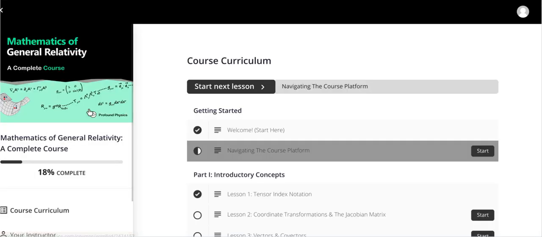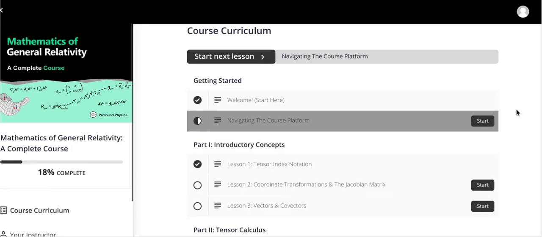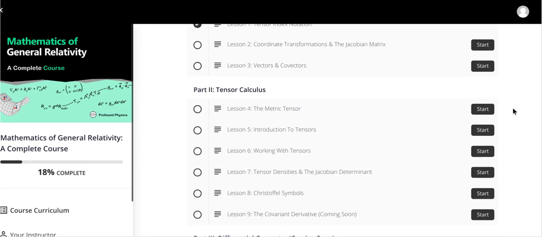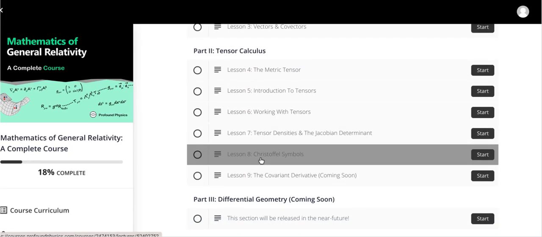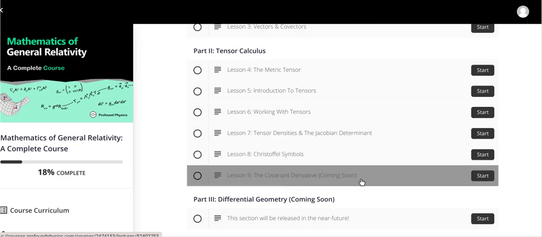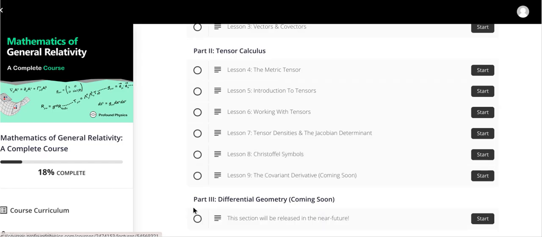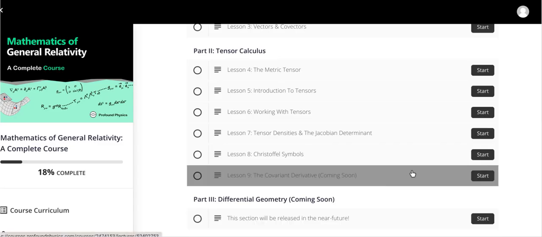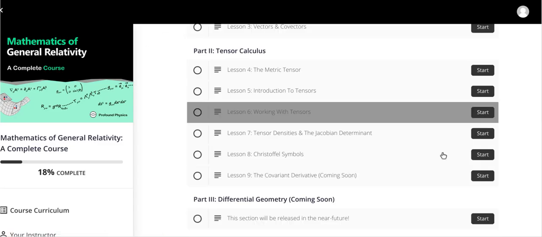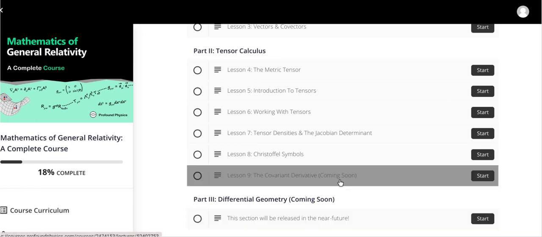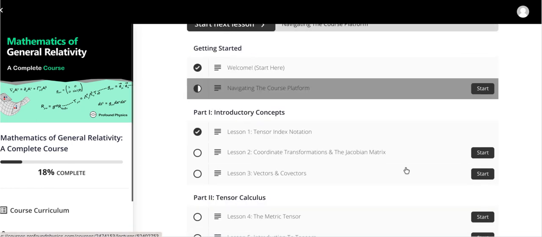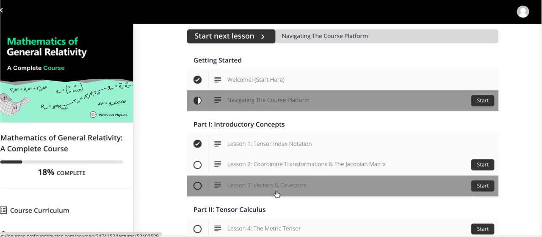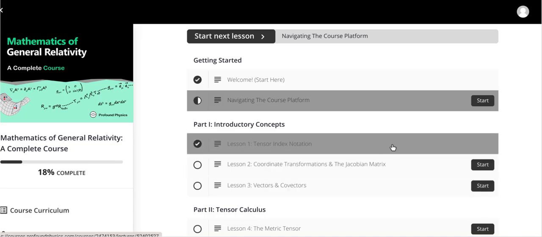Okay. Now, this course is not complete. It goes up through Christoffel symbols. The next one, the covariant derivative, is coming soon. And the one I'm waiting on, really, differential geometry, is not released yet. Now, my understanding is if you buy this book, when these are available, you can come back and get them. So you just download each one of these as a PDF, as chapters.